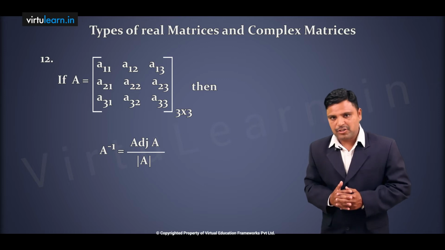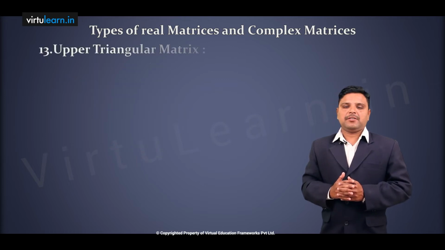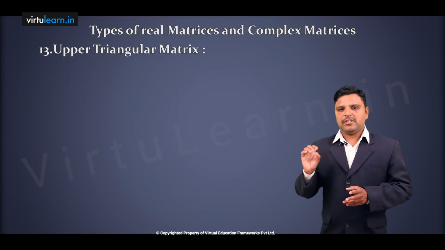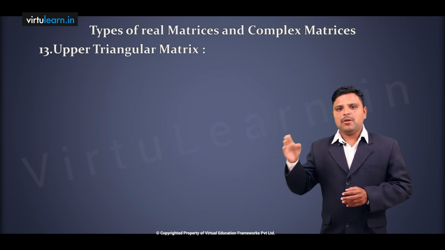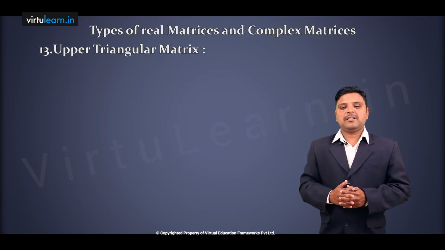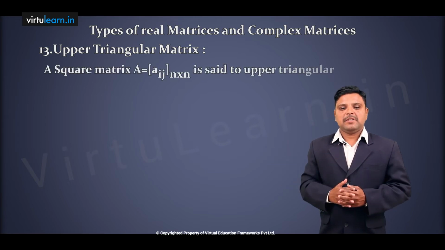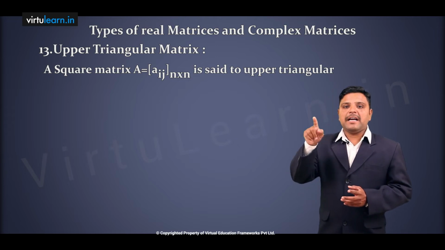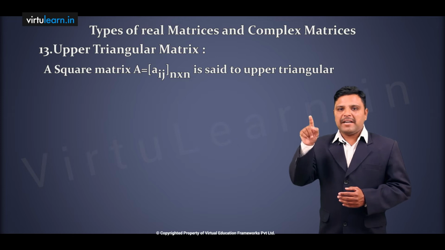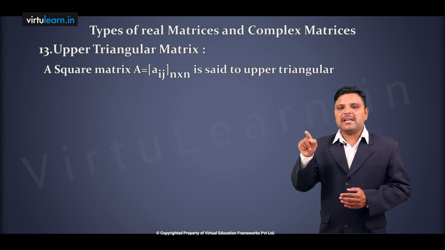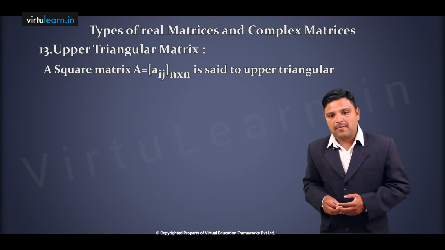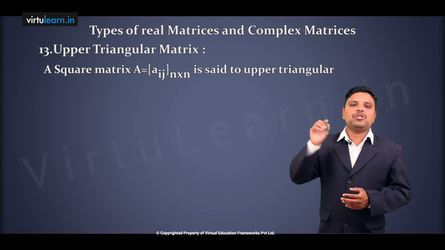Now the next definition, upper triangular matrix. The next definitions are very very important. We have upper triangular matrix, lower triangular matrix and triangular matrix. Now upper triangular matrix: a square matrix A equals [aij]. I am writing matrix notation, capital A equals matrix, and in that matrix I write aij, meaning the elements are in the form of aij, ith row, jth column elements.